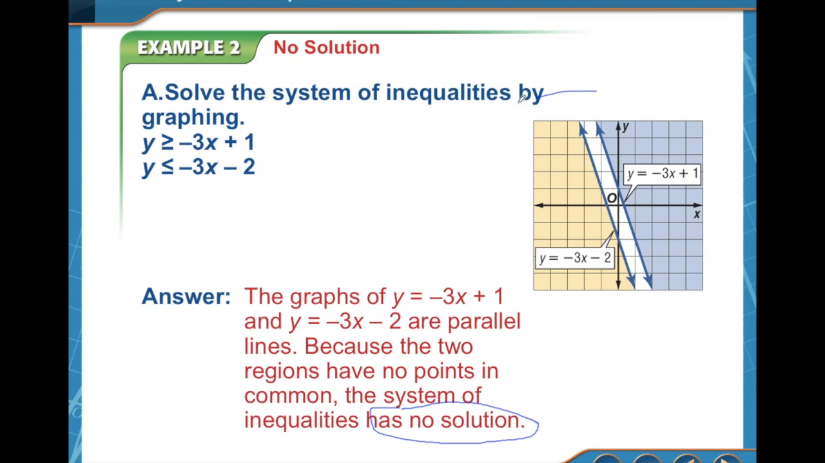And make sure you have an image like this. You want to shade above this line and below the line on the left. You have a gap in the middle, and there's no solution. That is it for example 2A today.